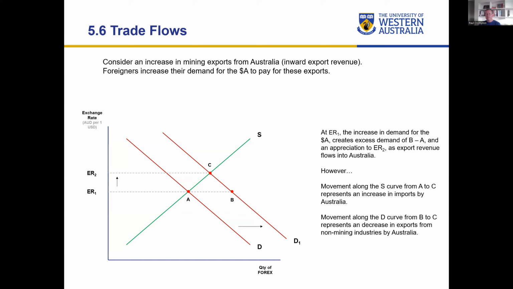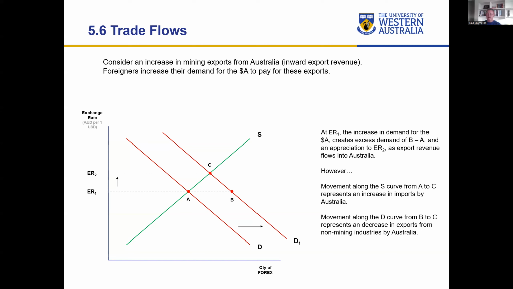Now, what will then happen is that excess demand, just like you learnt in microeconomics, will start causing the exchange rate to appreciate. And as the exchange rate appreciates, you will get an increase in quantity supplied, so a movement along the supply curve from A to C. And then in addition to that, there will be a decrease in quantity demanded, that is a movement along the new demand curve D1 from point B to point C.